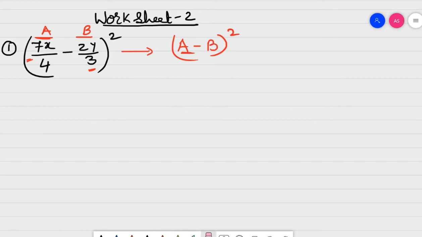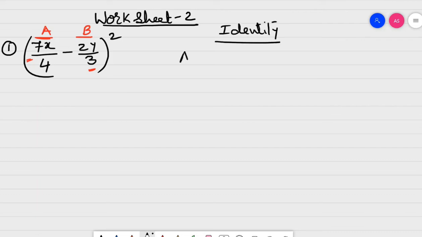So just to make you understand this, I have written this. Now look here. Here we are going to use identity 2. And what is our identity? Our identity is A minus B whole square. First of all, write down your identity. Your identity is A minus B whole square is equal to A square minus 2AB plus B square. Now children, when you are considering A as 7x by 4 and B as 2y by 3, now you can simply put the values here.